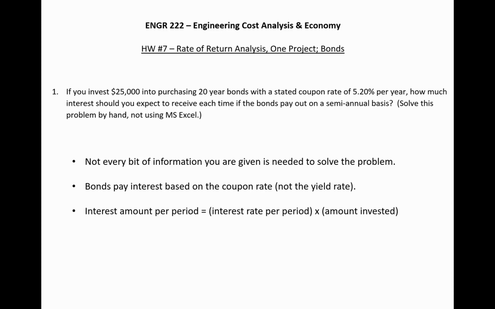And then the final bit of advice I wanted to share is the interest amount per period. The formula for that, interest amount, is interest rate times the principal. I think I shared that formula with you on the first day of class. That interest amount is interest rate per period multiplied by principal, how much you put into the investment at the beginning.